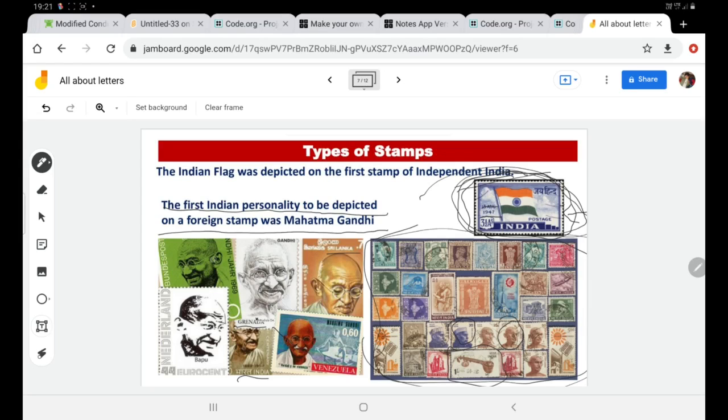My favorite one is this sun. There will be numbers written like 500, 50, 30. These are the rupee values, and this one is 1 rupee. You may be wondering what these numbers are. These numbers are the rupee value of the stamp. Some stamps are costly like 500, and some stamps are not costly like 1 rupee.